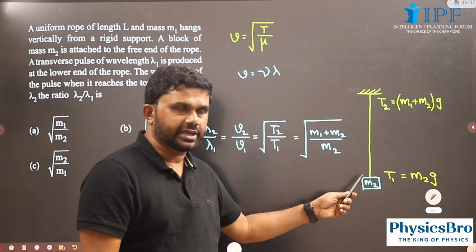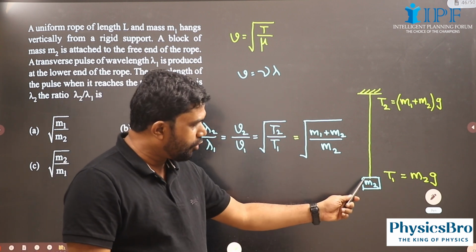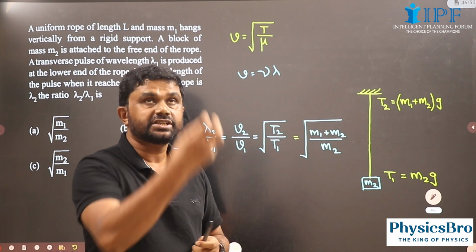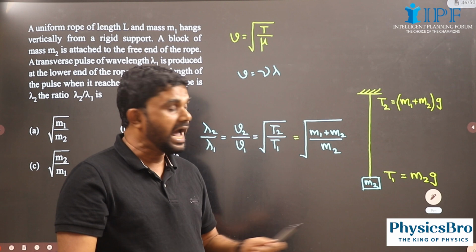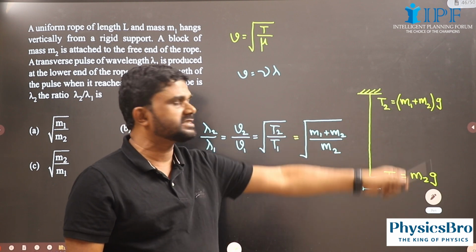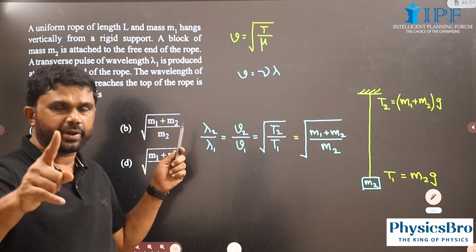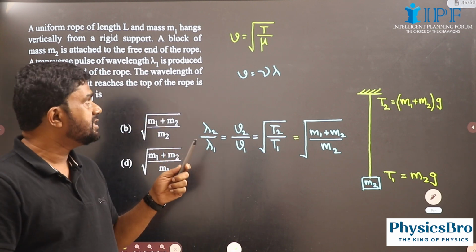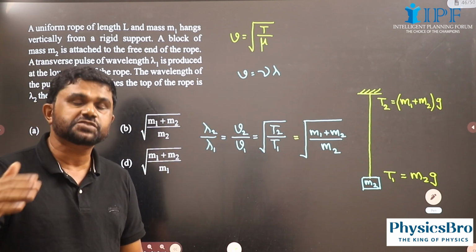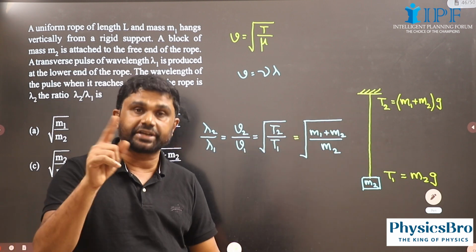See, at the lower end, the tension will be M2 G, because at the lower end only the weight M2 is hanging. But at the top, the whole rope and M2 will be hanging. So the tension at the top of the rope will be (M1 plus M2) into G. The speed of propagation of a wave through a string is given by V equal to root of T by mu. So when the tension is different, speed will be different. So speed at the lower end and upper end will be different.